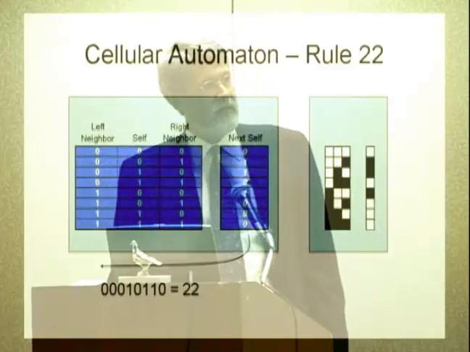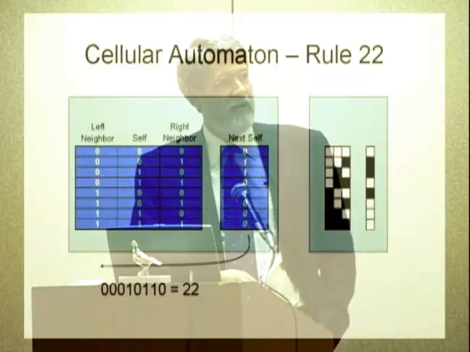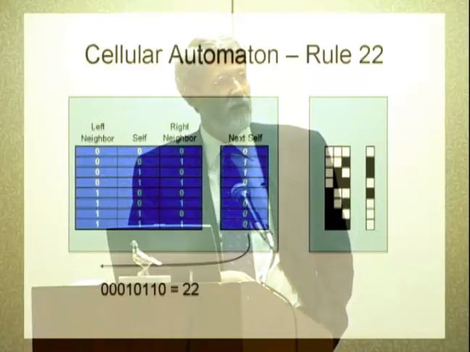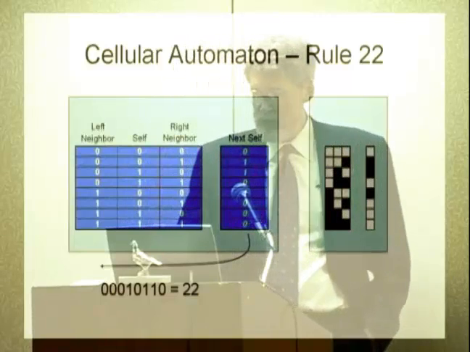This is another way to specify cellular automata, and Wolfram loves this. He's very visual. This is 000, 001, 010. So 0 is white and 1 is black. That's the condition table, and that's the outcome column. That's just a different way to specify them.